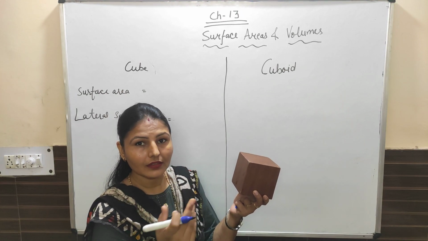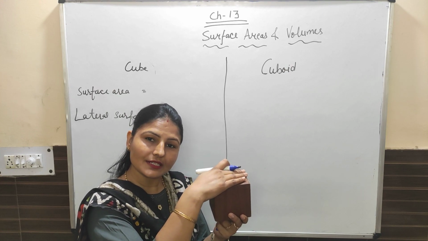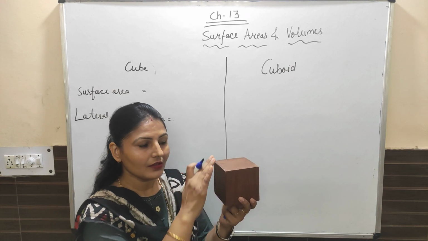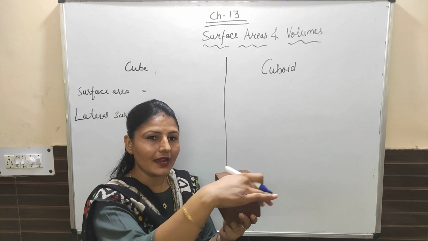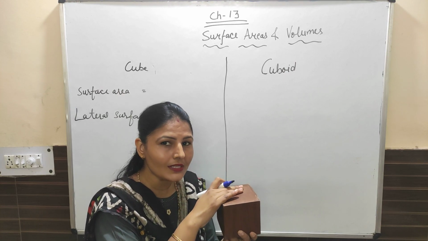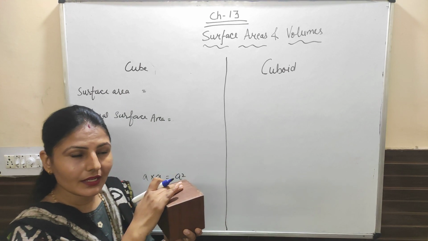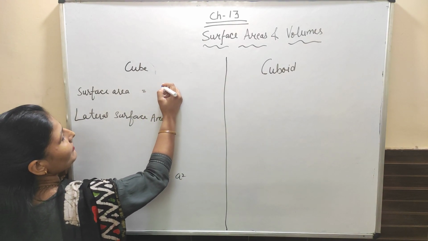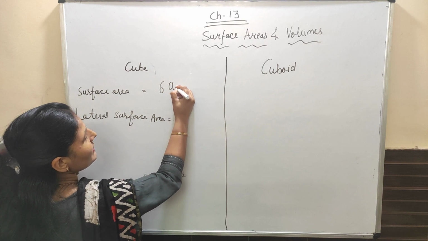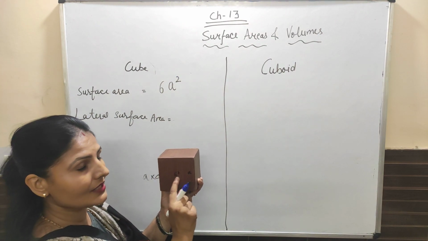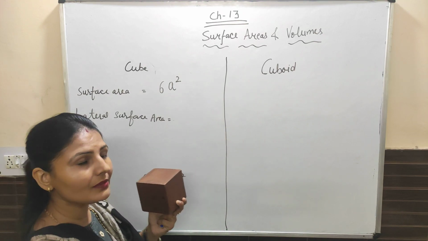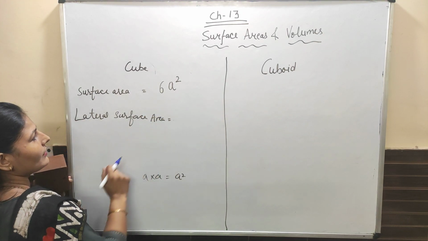How many? The number of faces we have, that many a squares there will be. We have 6 faces. It means when we add the area of all these 6 faces, we get the area of the cube, which is equal to 6a square, because the area of one face is a square. So the area of 6 faces will be 6a square.